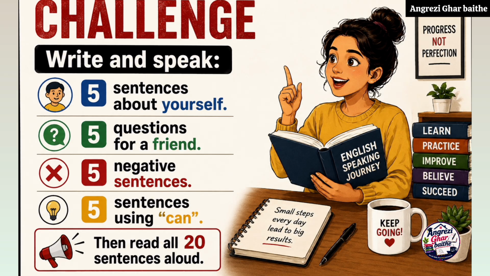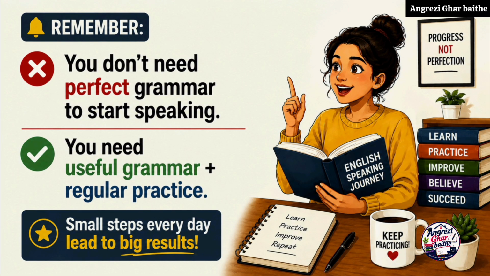5 challenge. Write and speak 5 sentences about yourself, 5 questions for a friend, 5 negative sentences, and 5 sentences using can. Then read all 20 sentences aloud. Remember, you don't need perfect grammar to start speaking. You need useful grammar plus regular practice.